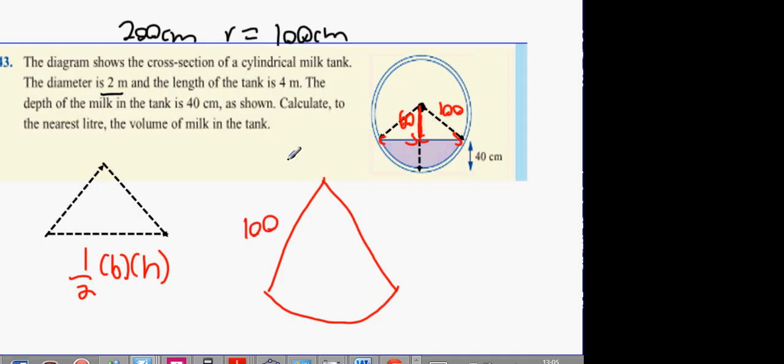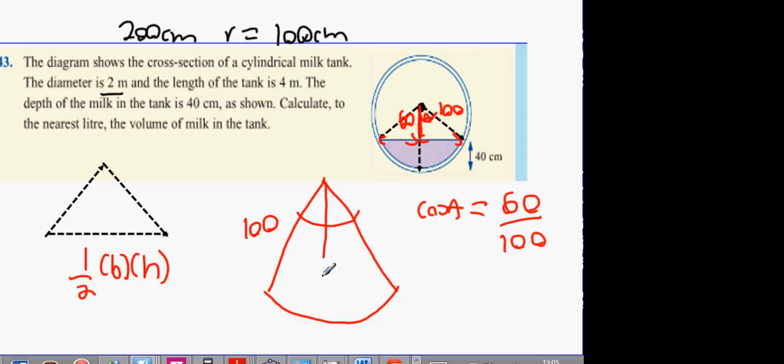How do you find out what this angle here is? I have the hypotenuse and the adjacent. So we call it angle A. Cos of angle A equals 60 over 100. Cos inverse it, find out the angle and double it because it's both angles.